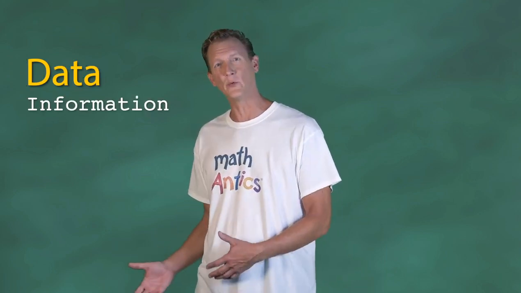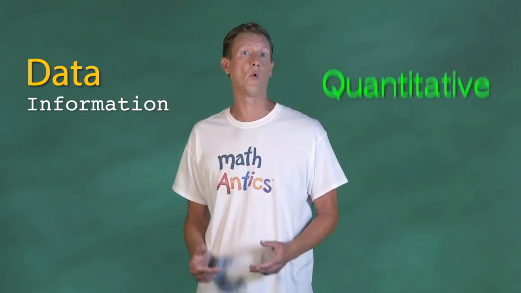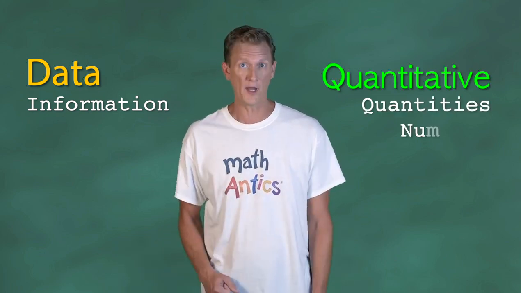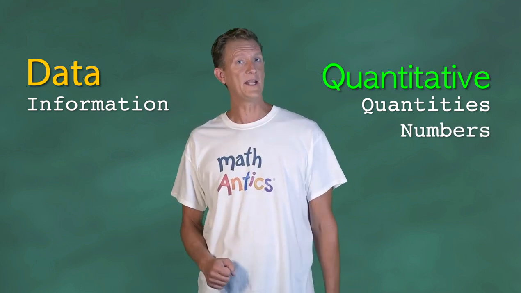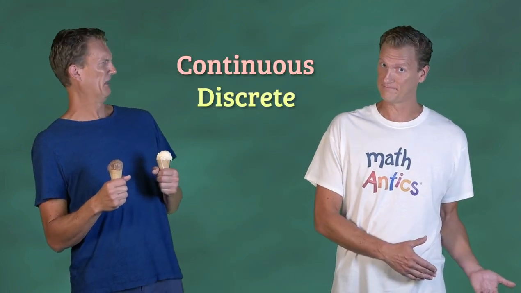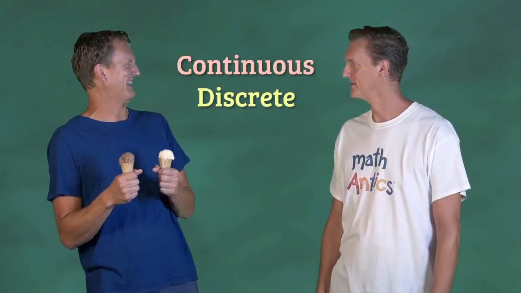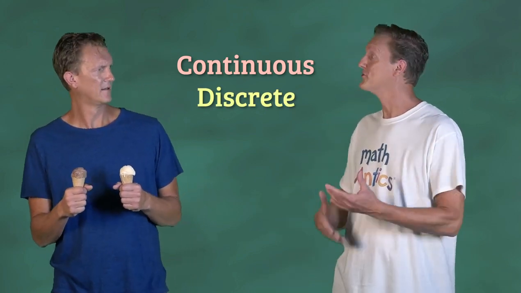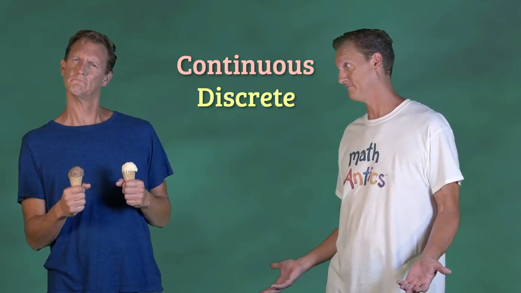The type of data that we usually deal with in math is called quantitative data, because it involves quantities that we represent with numbers. Quantitative data comes in two basic flavors. Chocolate and vanilla? No. Continuous and discrete. Oh, yuck, those sound disgusting. I would never order those flavors. Well, what I really mean is that there's two basic types of data.